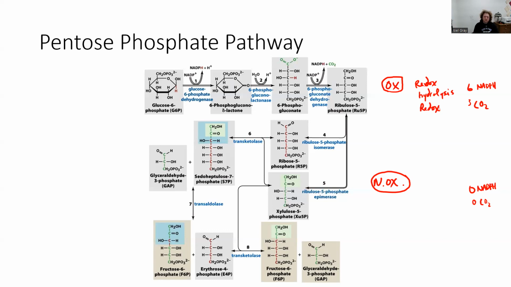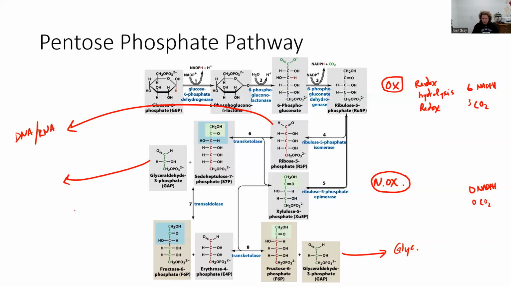You're making glyceraldehyde 3-phosphate. This could go off to DNA synthesis. You're also making ribose 5-phosphate. Or sorry, glyceraldehyde 3-phosphate, that would be going through glycolysis. Or ribose 5-phosphate could go on to DNA and RNA. So you have these different reservoirs that are being filled up.